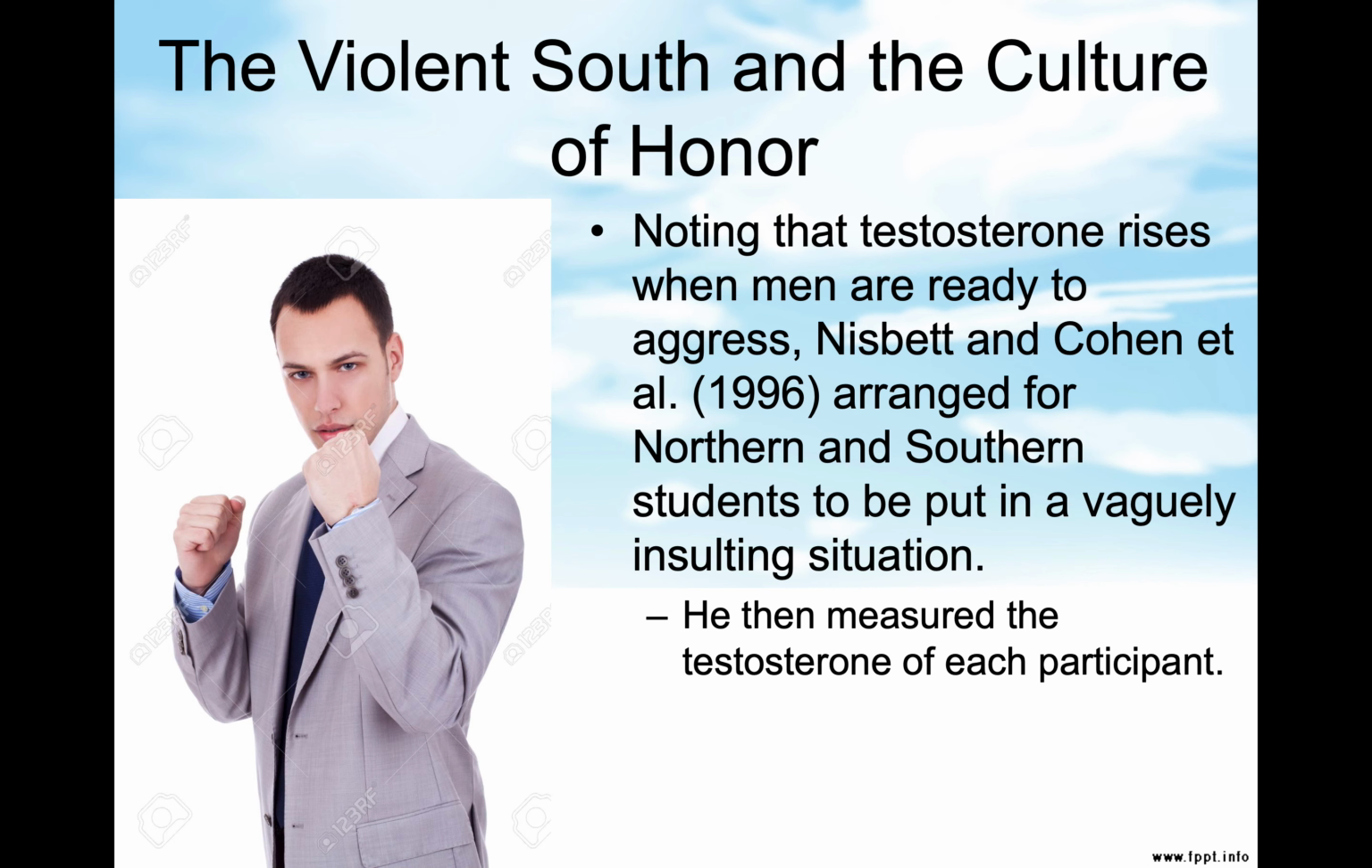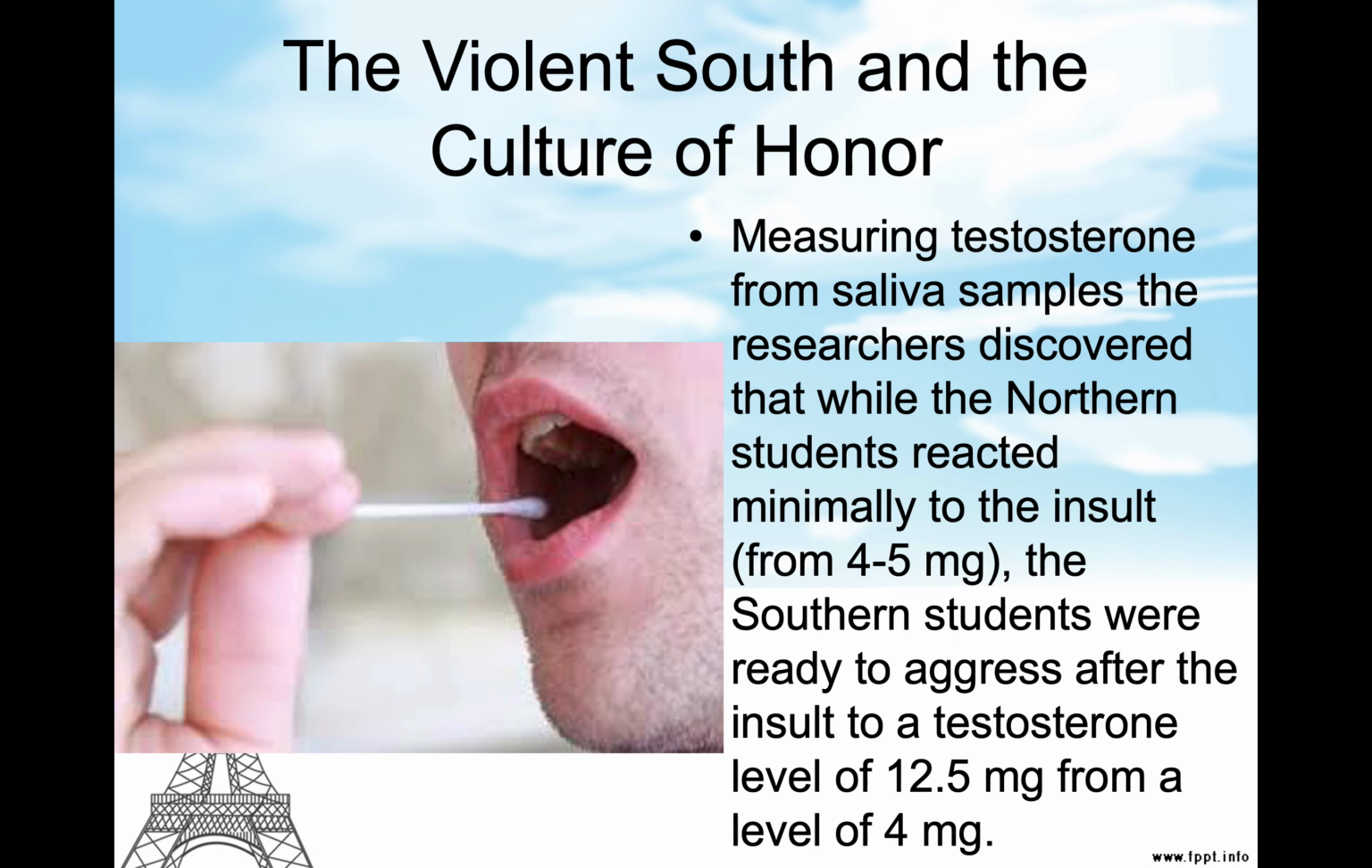Noting that testosterone rises when men are ready to aggress, Nisbett and Cohen et al. in 1996 arranged for Northern and Southern students to be put in a vaguely insulting situation. They then measured the testosterone of each participant. Measuring testosterone from saliva samples, the researchers discovered that while the Northern students reacted minimally to the insult, from 4 to 5 milligrams, the Southern students were ready to aggress after the insult, to a testosterone level of 12.5 milligrams from a level before of 4 milligrams, so their testosterone had tripled.